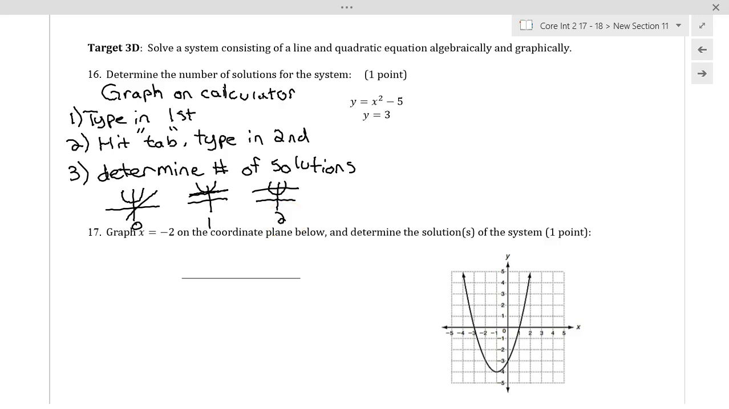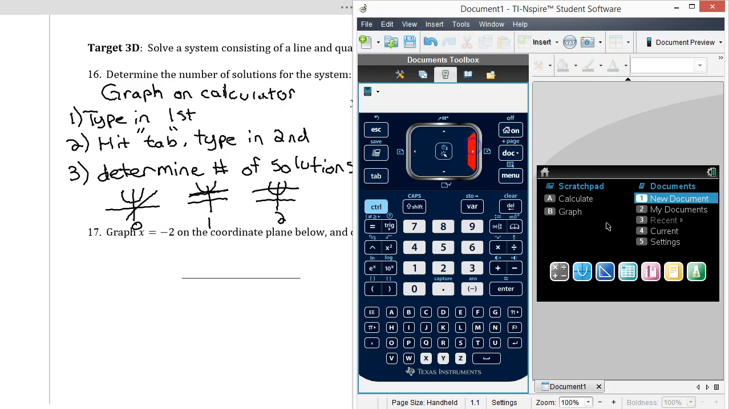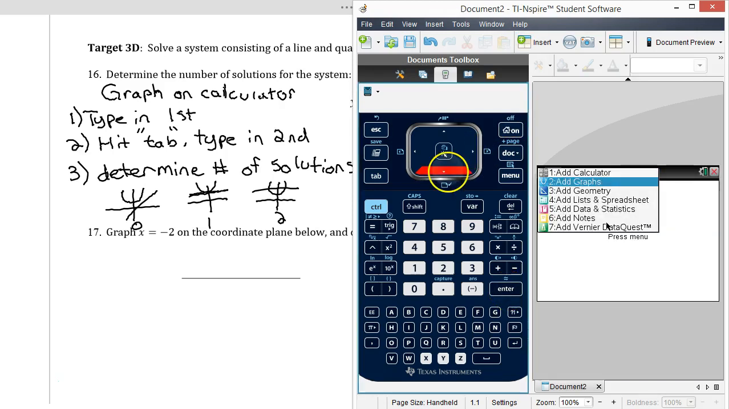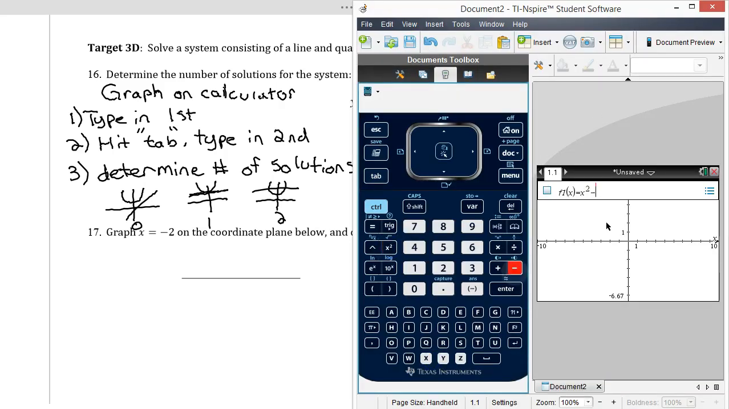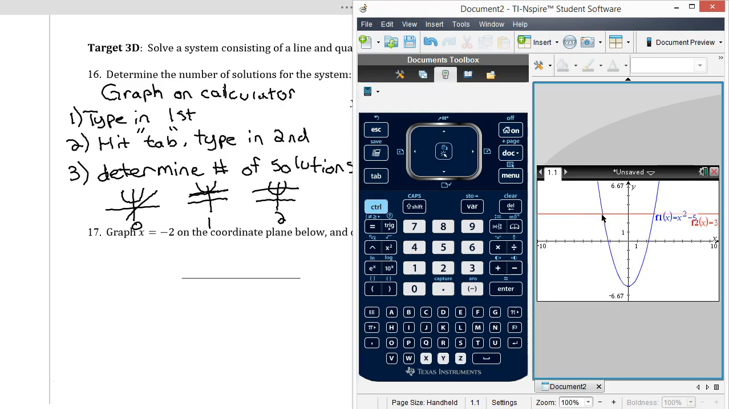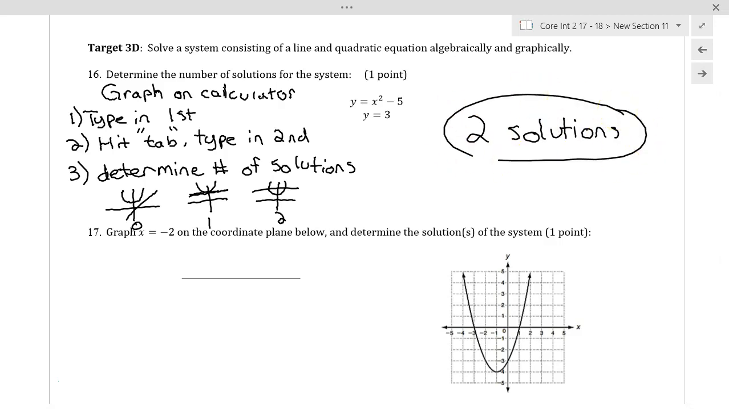So if I look at this, I'm going to graph it. I'm going to open a new document. I'm going to add a graph. So my first equation was x squared minus 5. Enter. My second equation, I'm going to hit tab, and it's y equals 3. And if I look here, I have 2 solutions. And that's all I have to do.